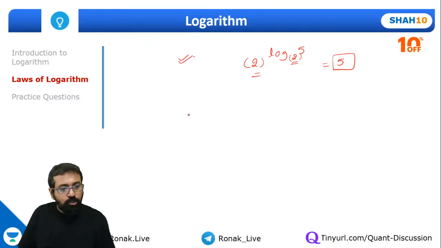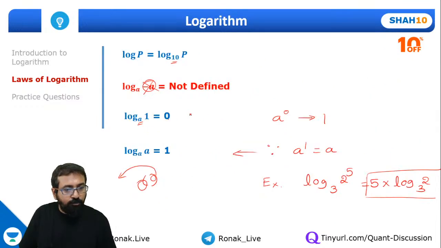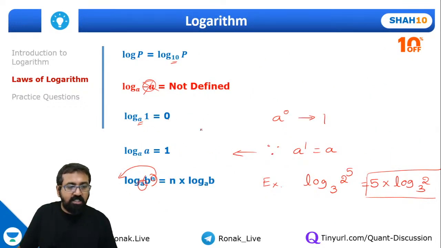So once again, let's quickly recap the rules so that in case you have missed out anything, guys, you can once again give a glance. First rule, if nothing is mentioned, the base will be taken as 10. Log of a negative number is not defined. Then log of 1 is 0. Log of a with base a is 1. We are going to use this rule very frequently, so please remember.